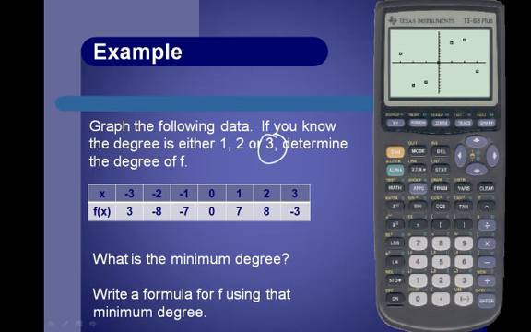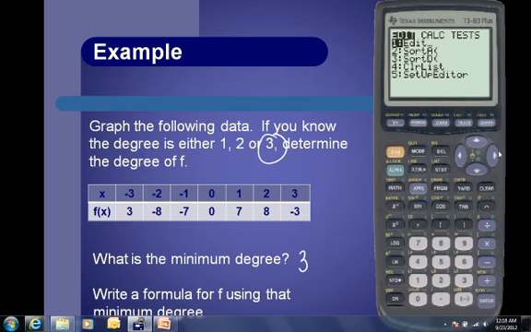Also, we can look at it. We know that there are 2 turning points as the graph goes from left to right. Then the minimum degree would be degree 3. And then finally it says write a formula for f using that minimum degree.